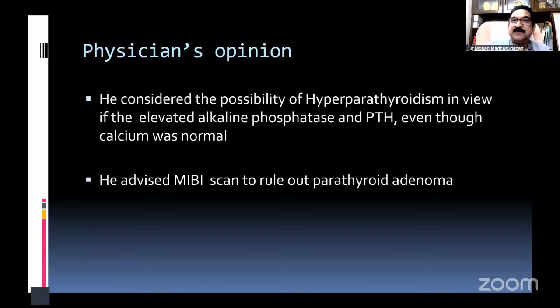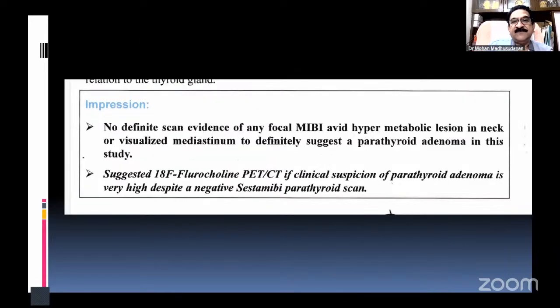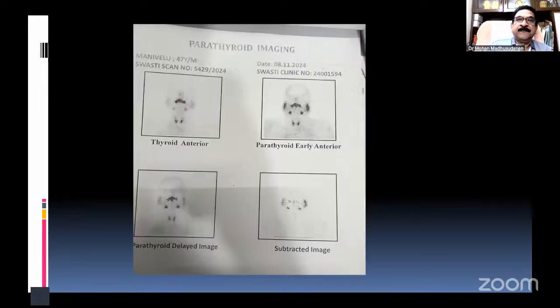I did not know about this scan before; I'm hearing of it for the first time. I'll tell you two or three sentences about it. This parathyroid imaging was done. No definite scan evidence of any focal MIBI-avid hypermetabolic lesion in the neck or visualized mediastinum to suggest a parathyroid adenoma in this study. So there is no parathyroid adenoma.